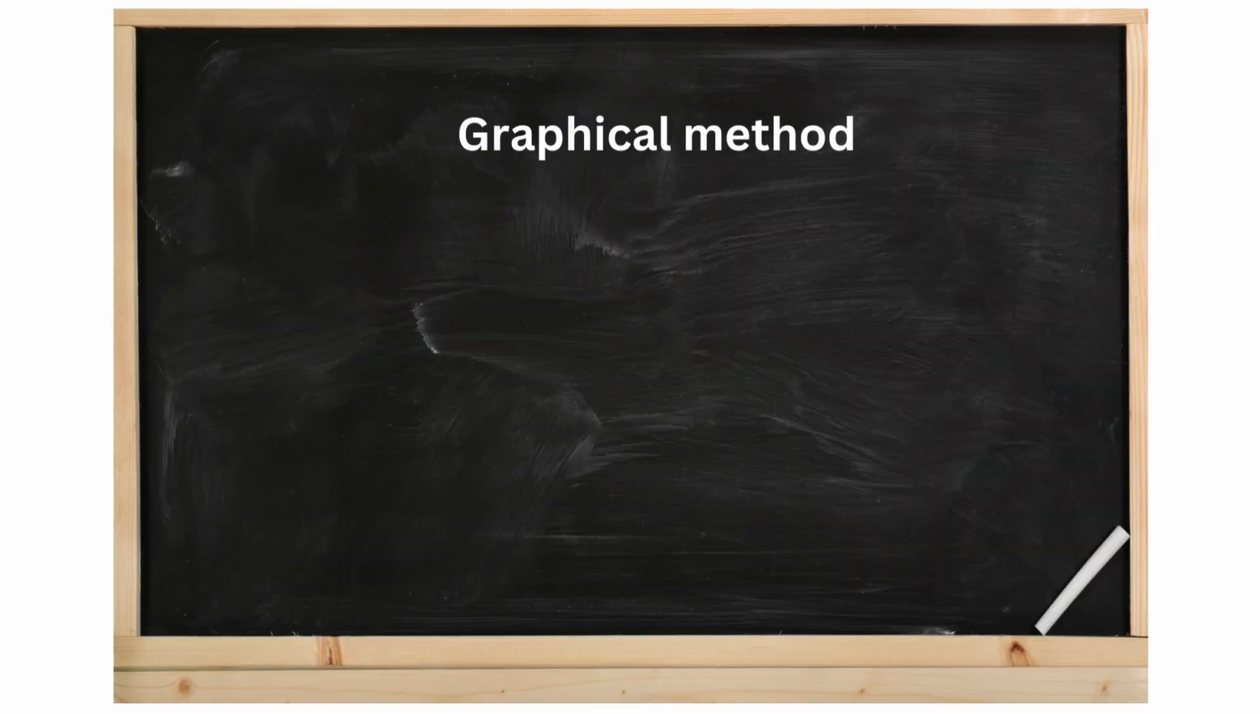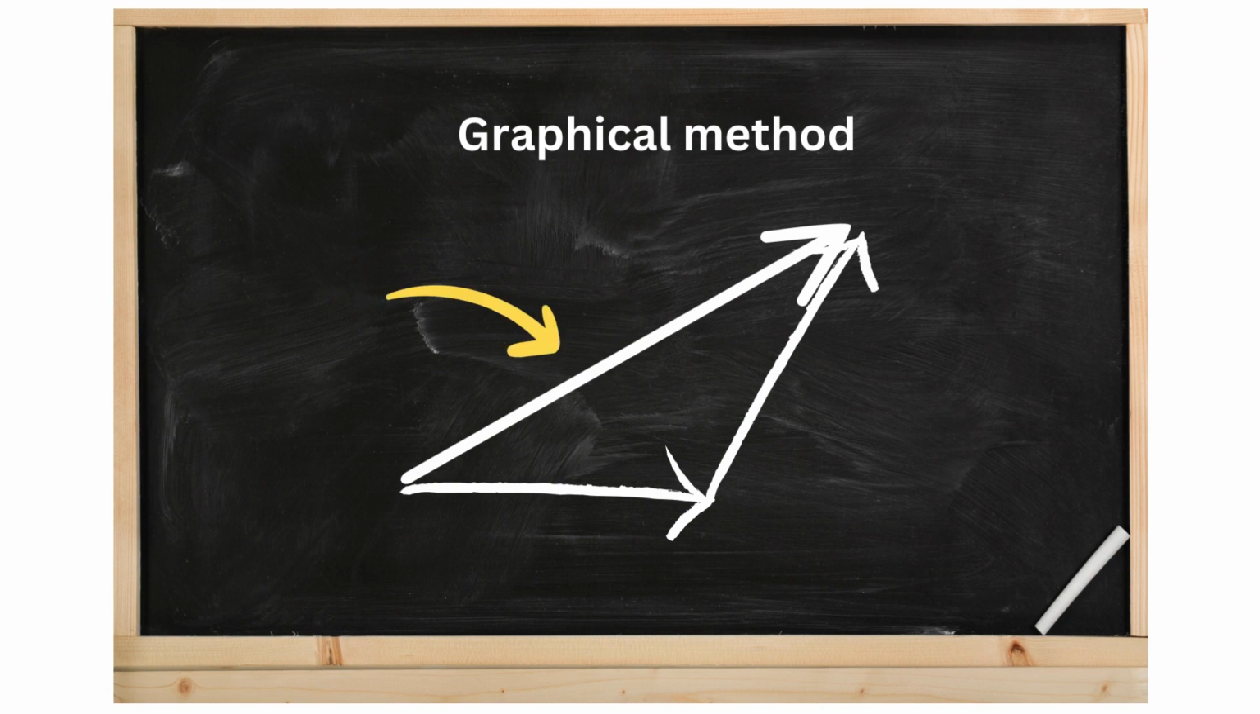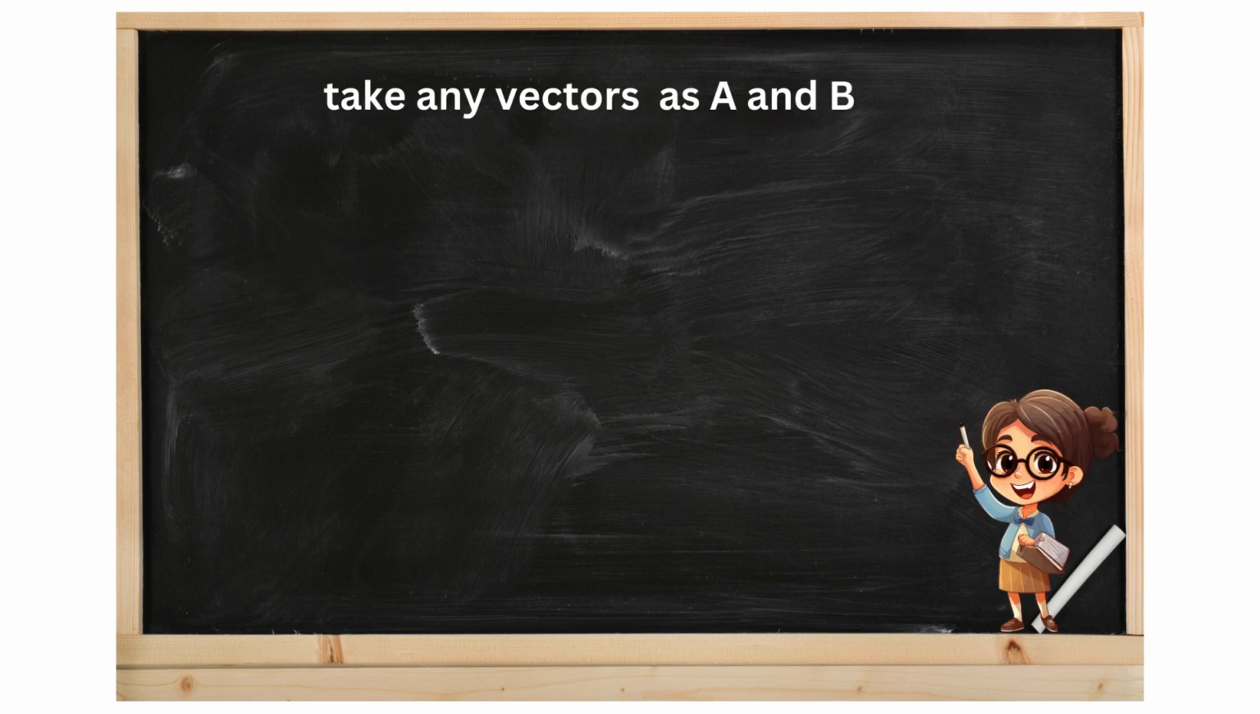We start by joining the tail of the second vector to the head of the first, creating a triangle. The third vector, from the tail of the first to the head of the second, is our resultant displacement. Let's take any vectors as a and b. This a and b can be a force, velocity or any other vector.